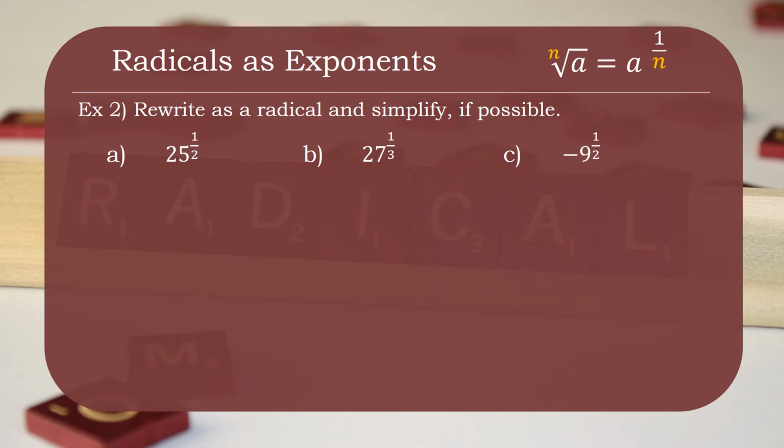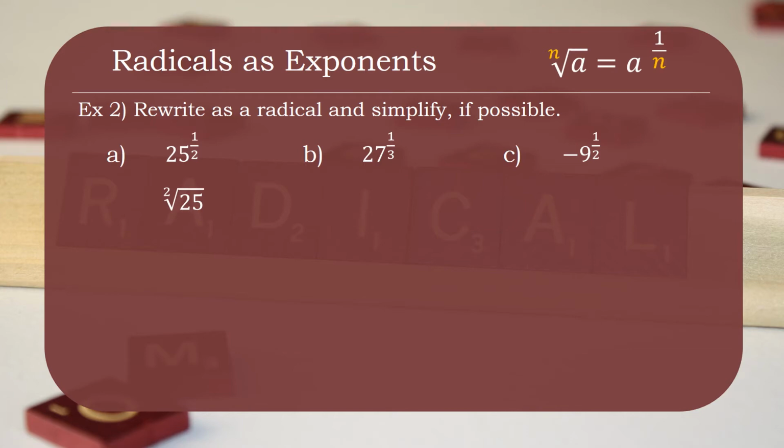Example 2. Rewrite as a radical and simplify if possible. A, we have 25 raised to the power of 1 over 2. In this case, they gave us the problem in exponent form, and we have to rewrite it as a radical. So we start by identifying our base, which is 25, which now will become our radicand. Next, we look at our denominator, 2, which will become our index. So we rewrite this as the square root of 25.